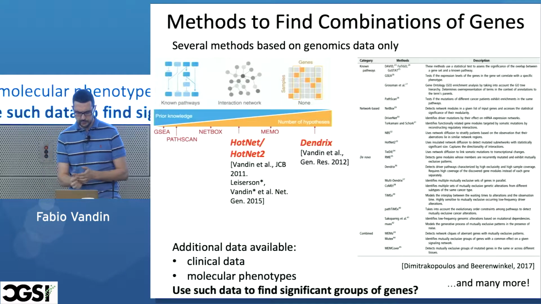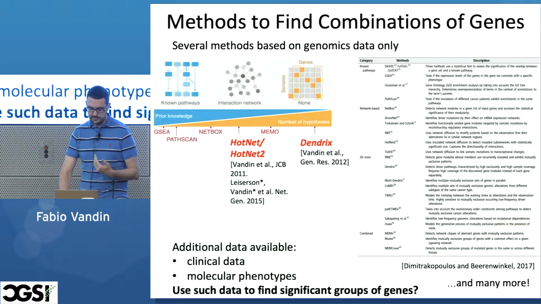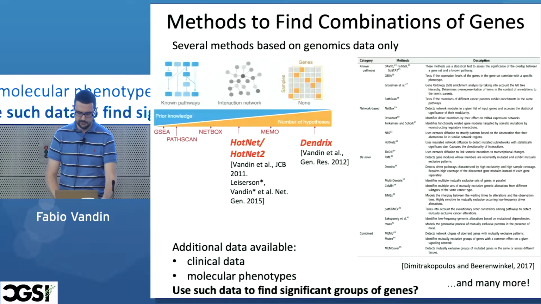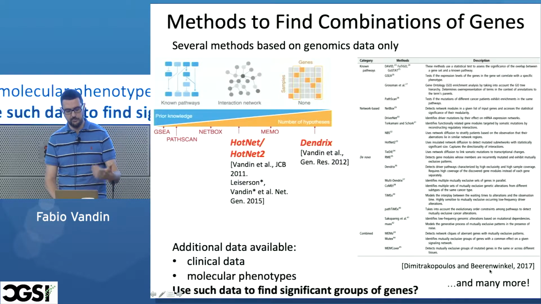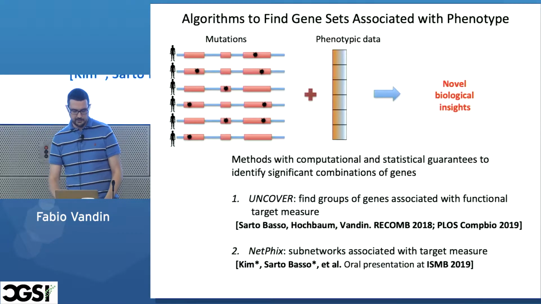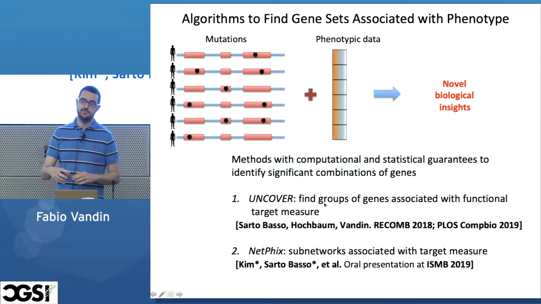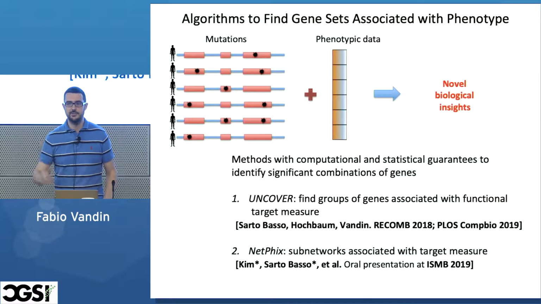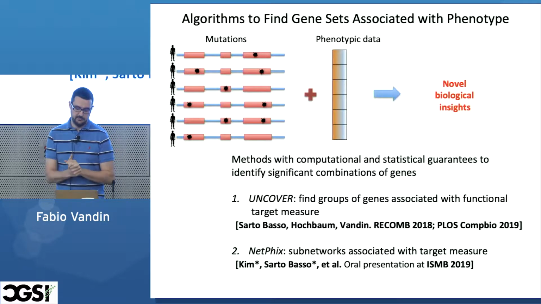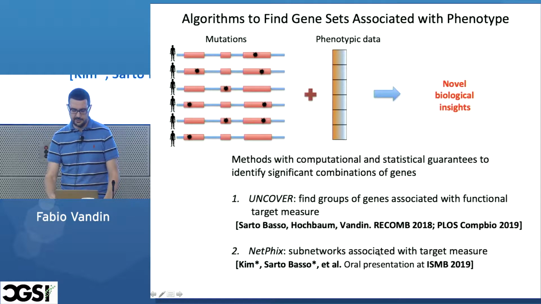And so what we're going to see today are 2 algorithms that try to use these phenotypes, and I'm going to try to give you an idea of the phenotypes that we looked at, and try to identify these important sets of genes for cancer using both genomic data and this phenotype data. Okay, so the 2 algorithms I'm going to describe: one is called UNCOVER and finds groups of genes that are associated with a functional target measure. For example, you can think of it as a real value that tells you something about, for example, drug response or drug sensitivity for your sample. And the second algorithm is NetFlix, which looks for subnetworks associated, again, with the target measure.